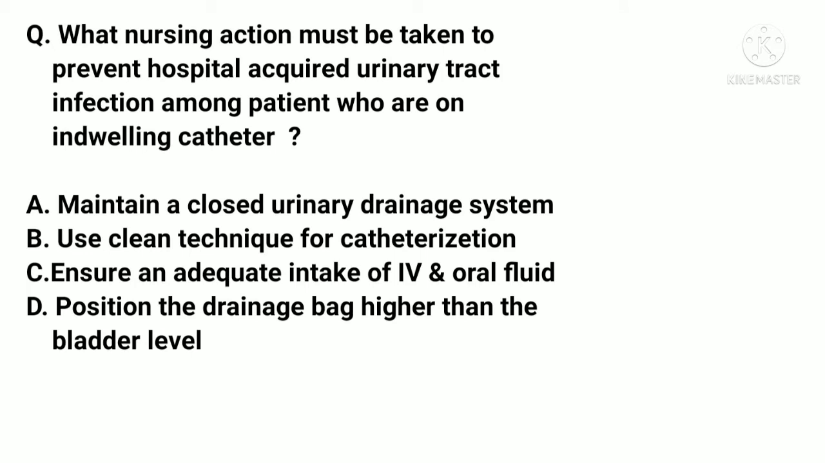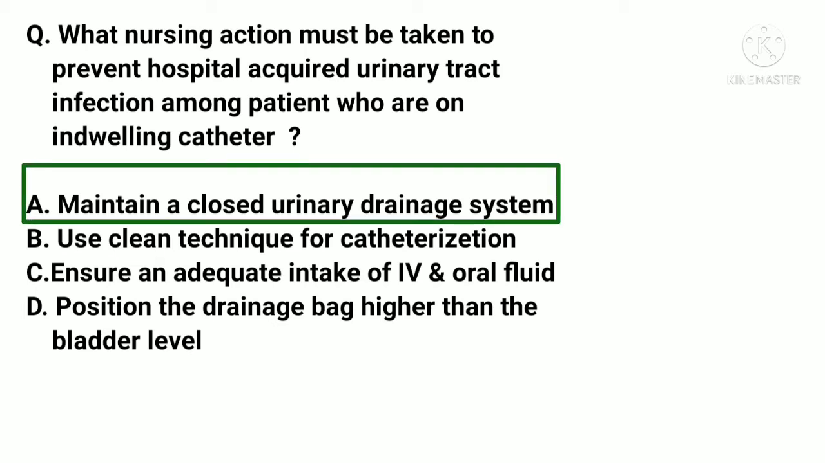What nursing action must be taken to prevent hospital-acquired urinary tract infection among patients who are on indwelling catheter? A. Maintain a closed urinary drainage system. B. Use clean technique for catheterization. C. Ensure an adequate intake of IV and oral fluid. D. Position the drainage bag higher than the bladder level. And the correct answer is A. Maintain a closed urinary drainage system.